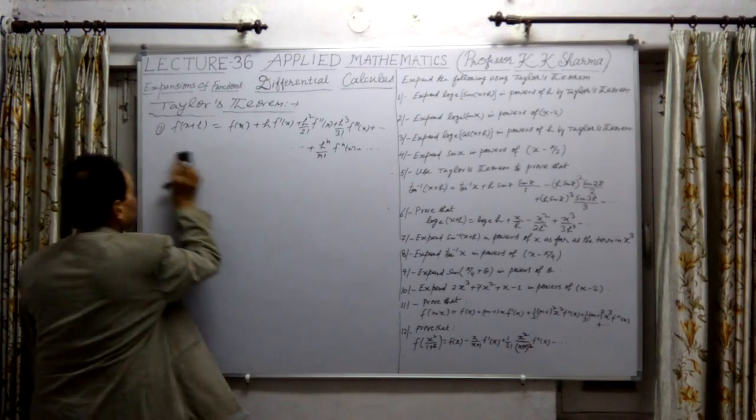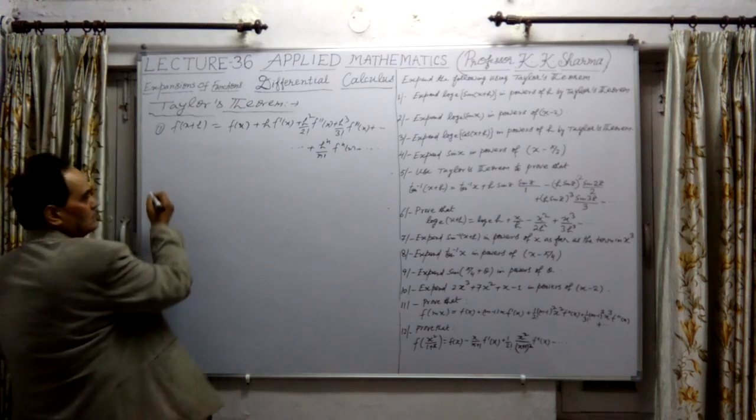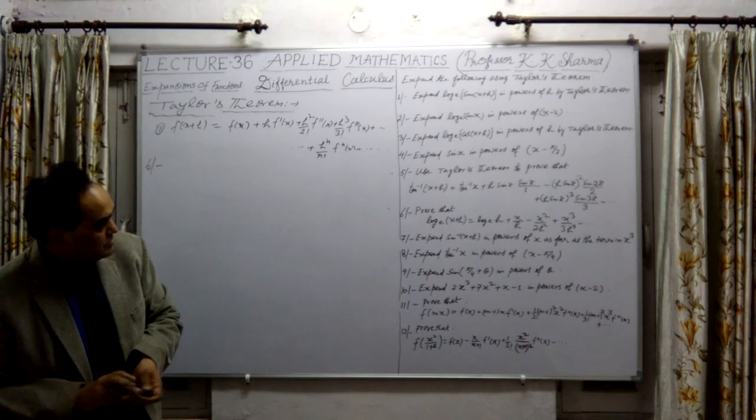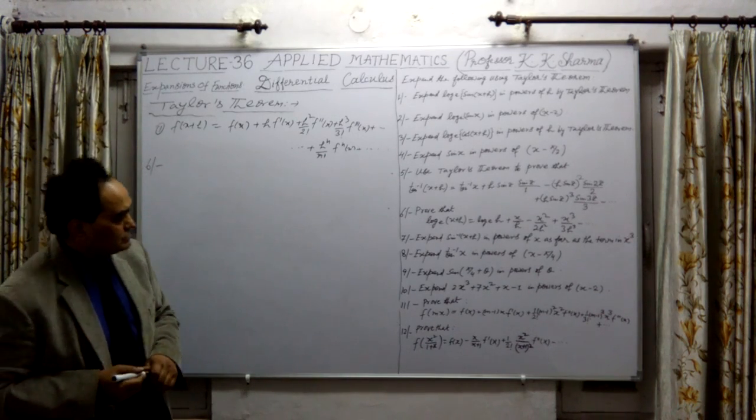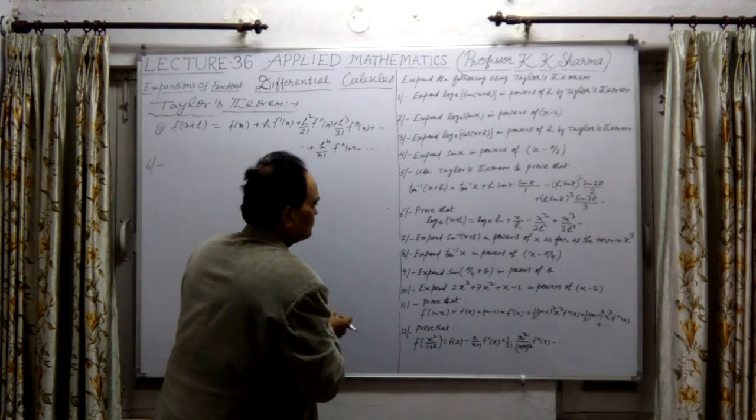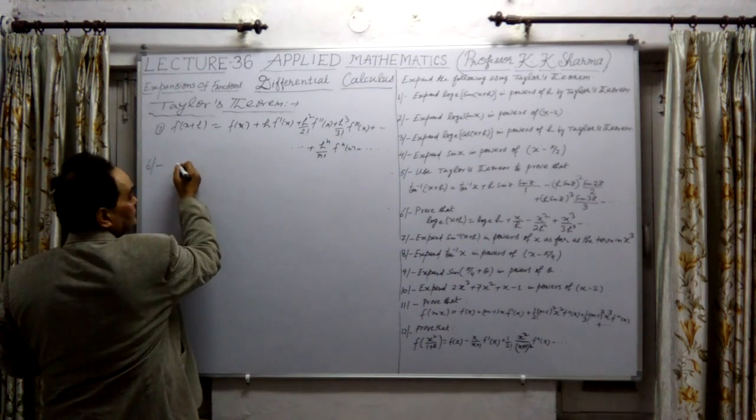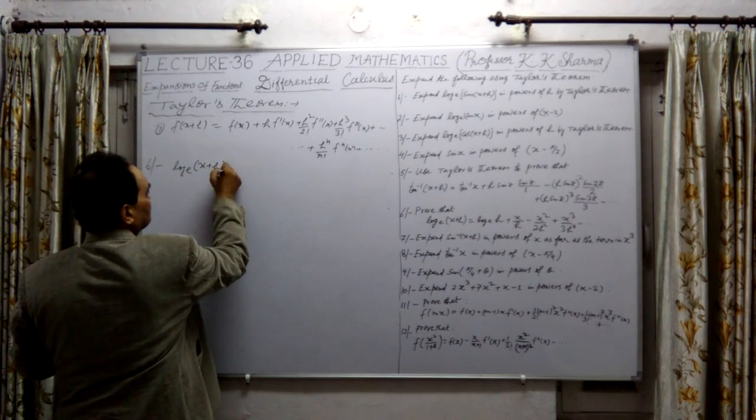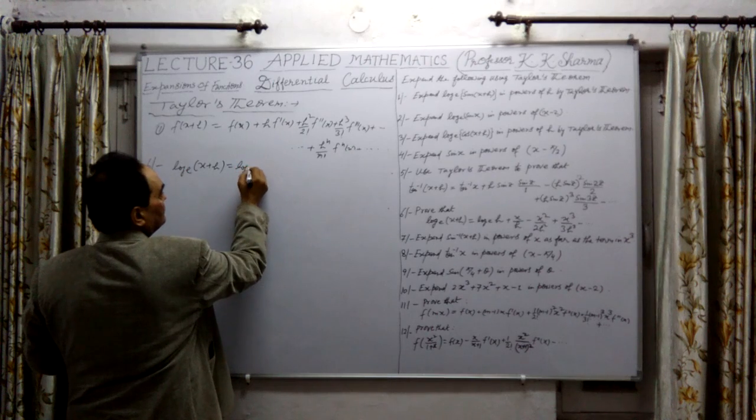Okay, so question number 6. Question number 6 says, prove that log of (x plus h) is equal to this. It says log of (x plus h) equal to log of e.